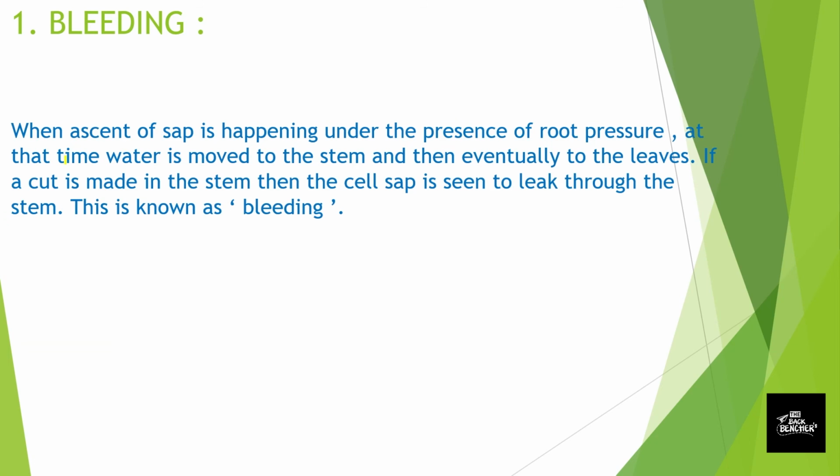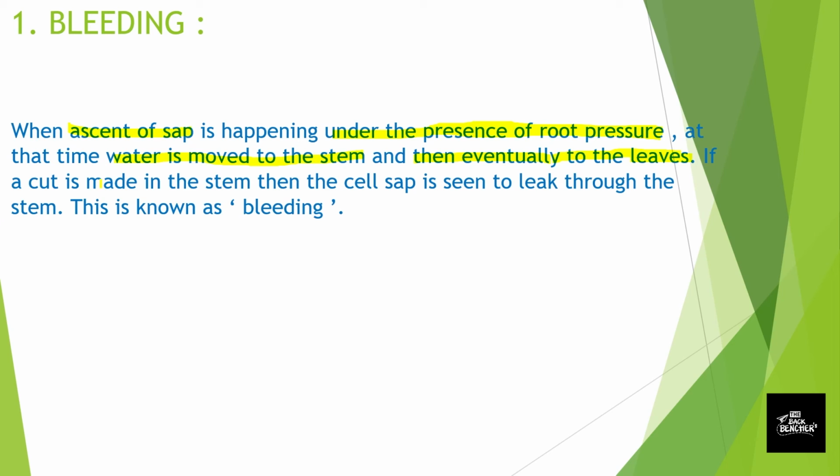When ascent of sap is happening under the presence of root pressure, so ascent of sap always happens under the presence of root pressure. At that point of time, what is happening? Water is moved to the stem. Continuous upward movement of water is taking place, right? From the roots, water is moving slowly to the stem, and then ultimately it will reach the leaves. That is what is written here. That time water is moved to the stem, and then eventually it is going to reach the leaves, where it will be processed and photosynthesis will be taking place.